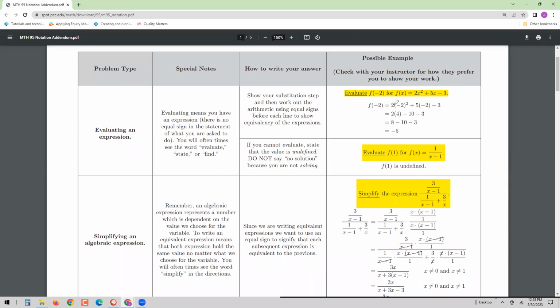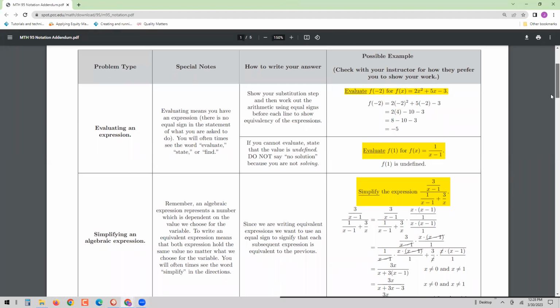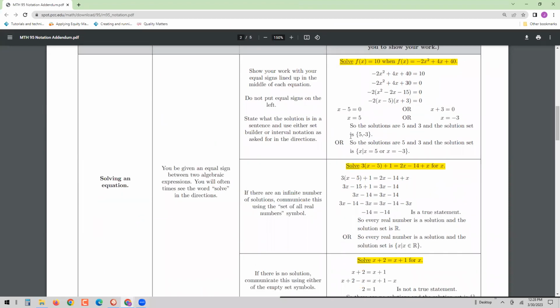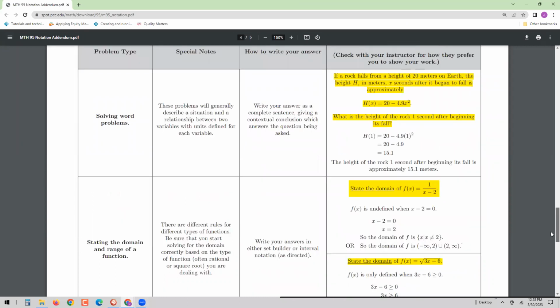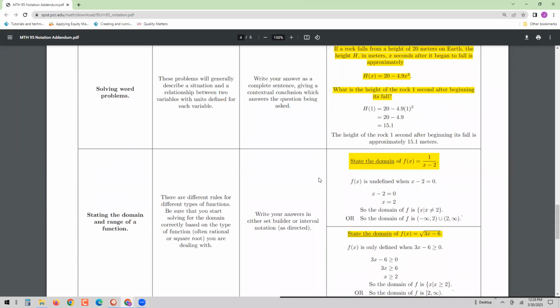Big things to watch out for again, you're lining up your equal signs. When you have solutions, you're writing those solutions in these curly brackets. If you have a problem that's in context, make sure you're writing out what the answer is in the context of the problem. Hope that gives you an idea of what to expect for the notation addendum. Please read through to see what that looks like in greater detail.